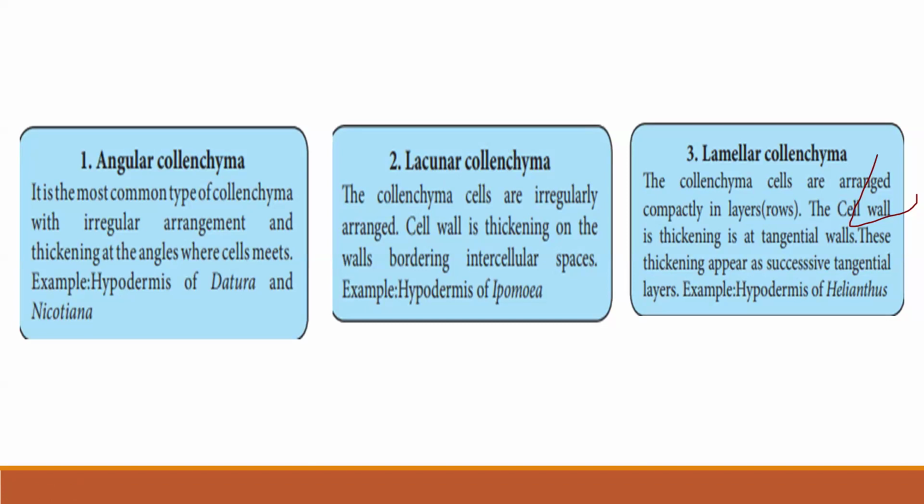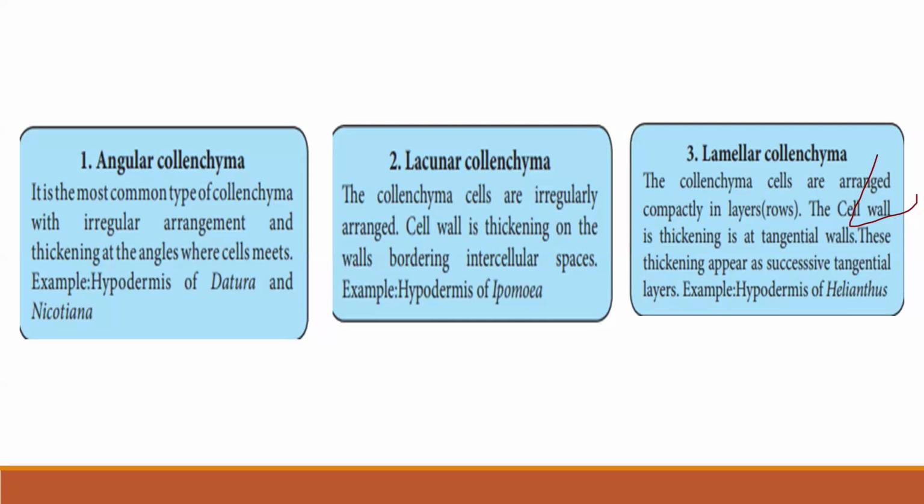Here in lacunar, the cell wall material is mainly deposited around the intercellular spaces only. Okay. So example for this is hypomia and other species like stems of Malvasia also. Okay, lacunar parenchyma is seen.